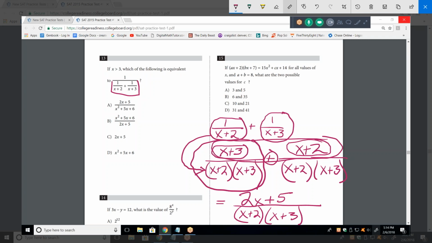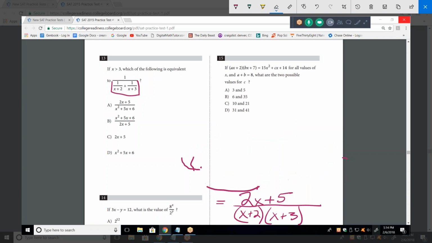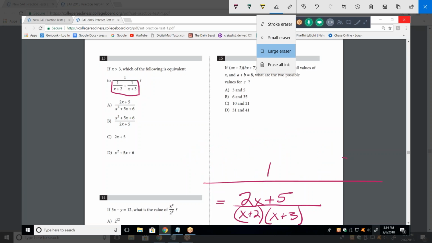Okay? So, let me rewrite this. In other words, remember I started with the bottom only. So what I really have now is 1 over that. That's the problem right there. That's what that problem says. We've just manipulated. We've added the two fractions on the denominator, so now we have this denominator.